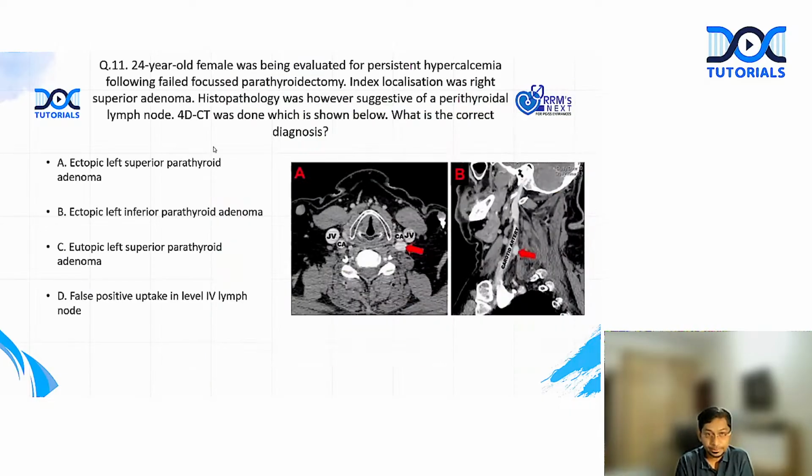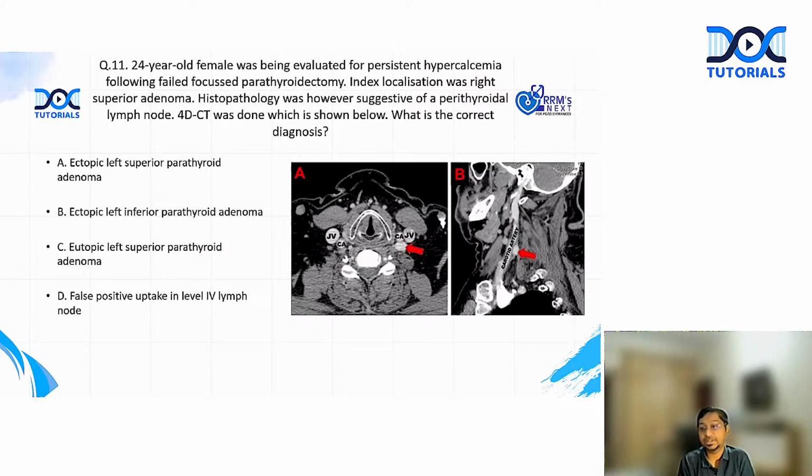Okay, moving on. Next question: a 24-year-old female with persistent hypercalcemia following a failed focused parathyroidectomy. Localization, you can correct this to left superior adenoma. Histopathologically, it suggested only a perithyroidal lymph node. So we went ahead and did a 4-dimensional CT. What is the correct diagnosis here?